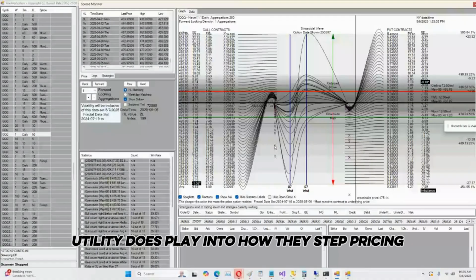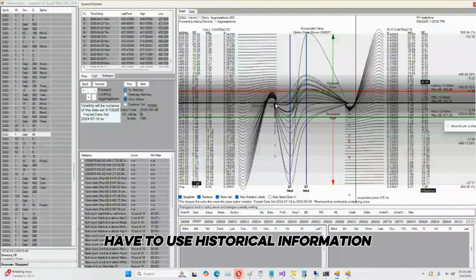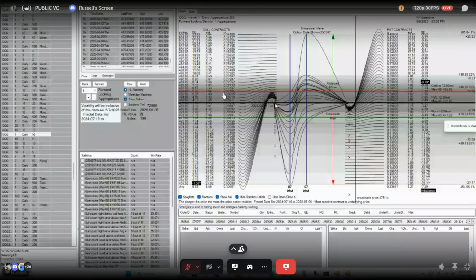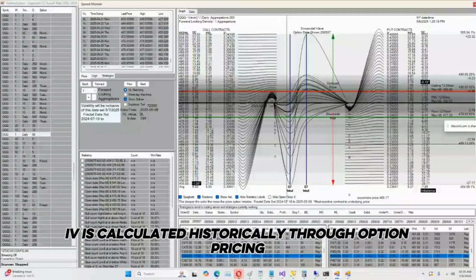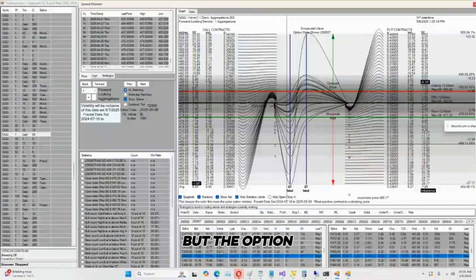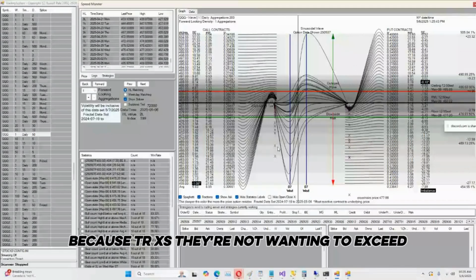Volatility does play into how they set pricing, because they have to use historical information. So normally IV is calculated historically through option pricing, but the option pricing is also a reflection of the volatility of the underlying market. So it's all kind of this tangled web. It's a ball of yarn. And you can see our calculated X's are in line with how the option pricing is.